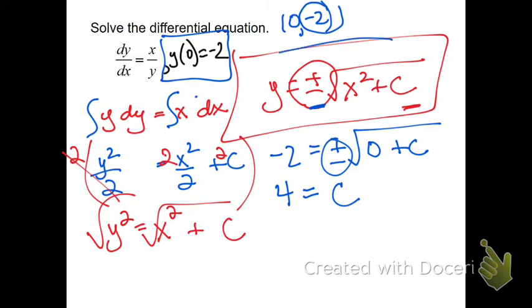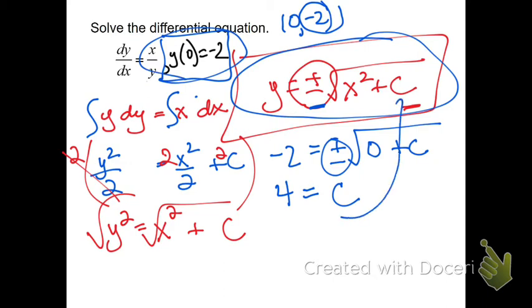We had already solved for the general solution. And now we're looking at what you do to get the specific solution, okay? Well, we now know that C is 4, and I've got to plug that in right there.